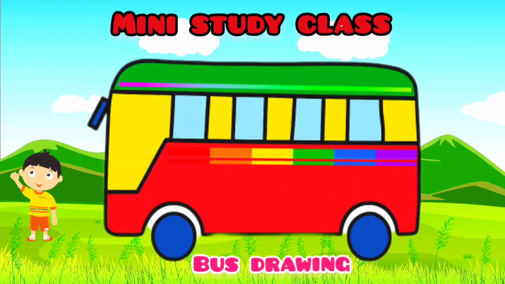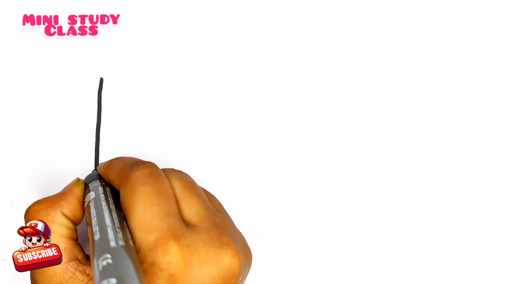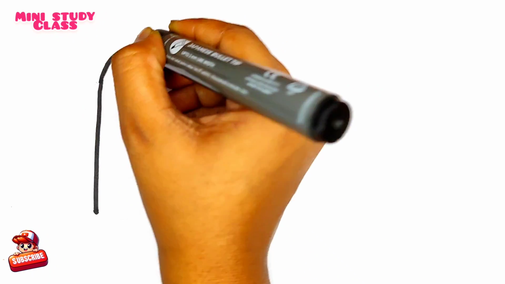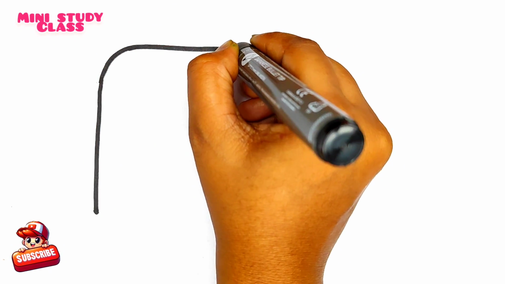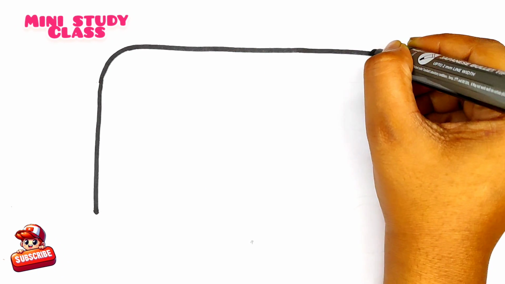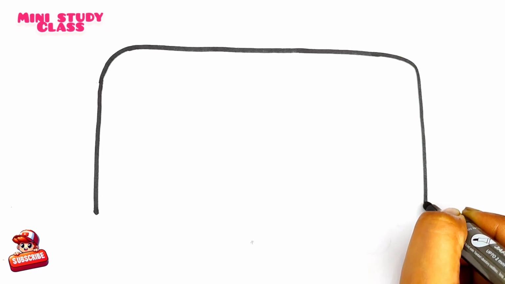In today's video we learn something smart. Let's start. At first, we took a black marker. We draw a straight line. We draw a curve and again draw a big straight line. In the corner, we draw a curve and make the line straight.